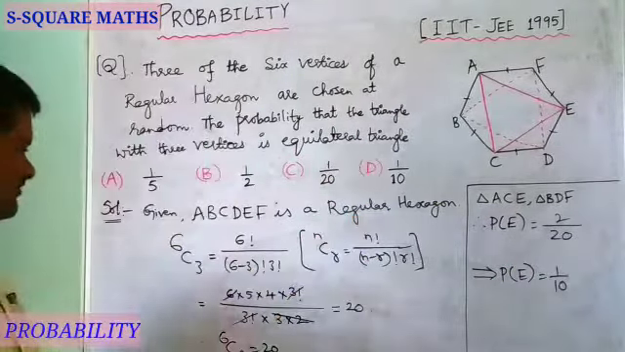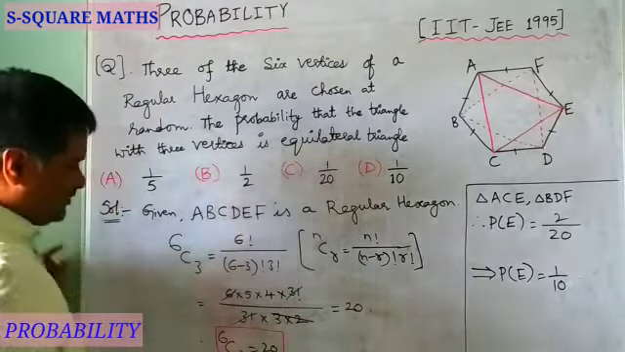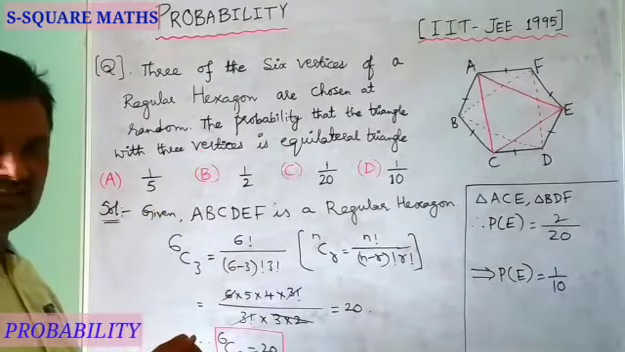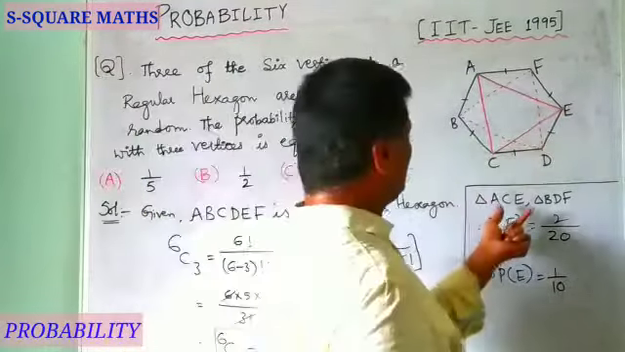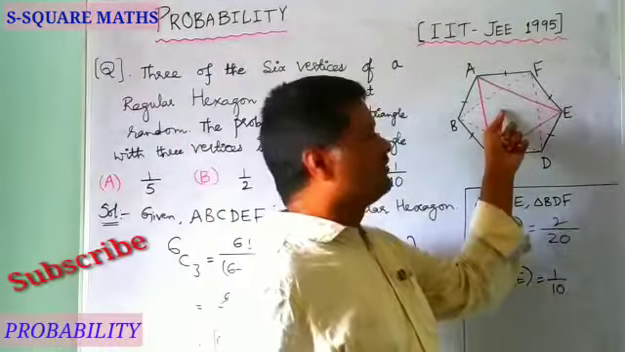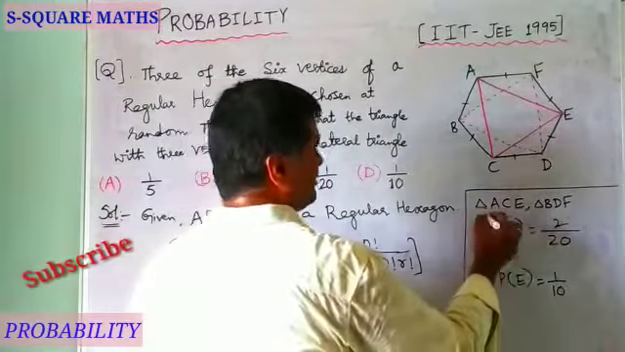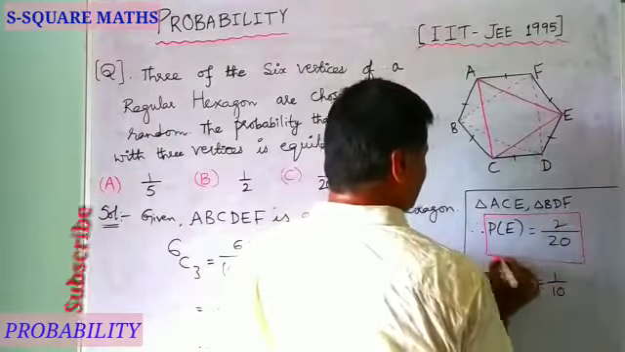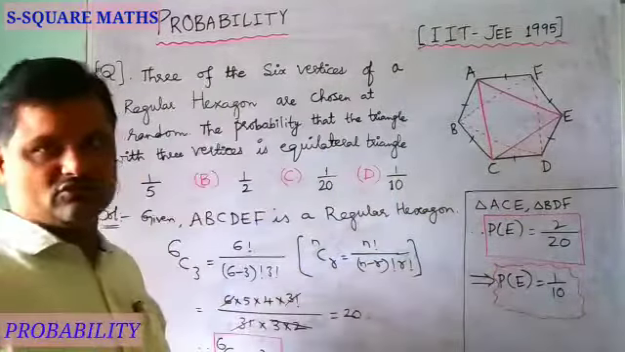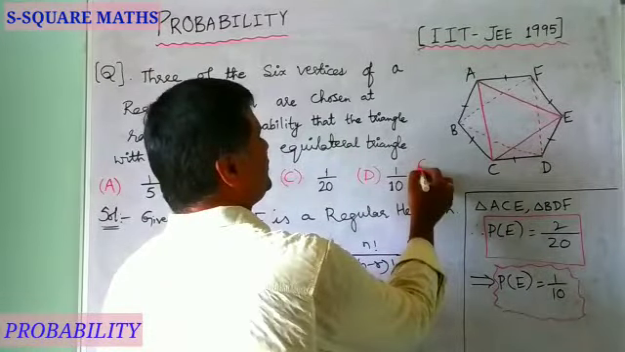Before going further, once again we'll go through our solution. 6C3 is 20. So 20 triangles can be formed with the 6 vertices of the hexagon, and only 2 equilateral triangles out of those 20 can be formed with the vertices of the hexagon. Therefore the desired probability P of E is equal to 2 by 20. After simplifying, we get P of E is equal to 1 by 10. So according to our MCQ, it is the D option.